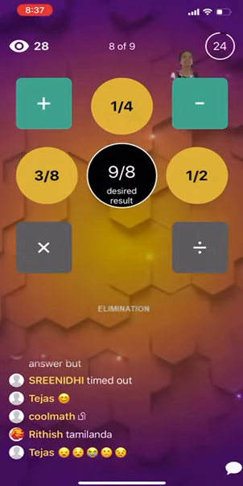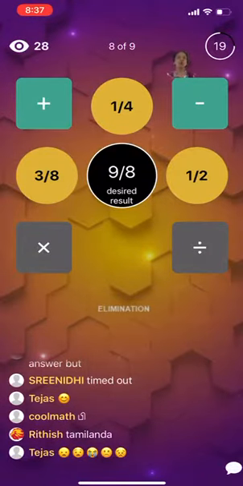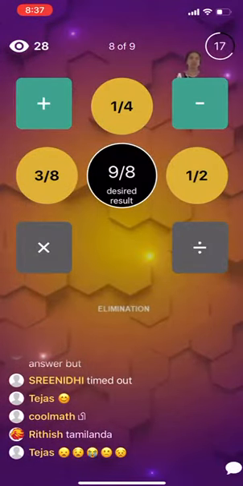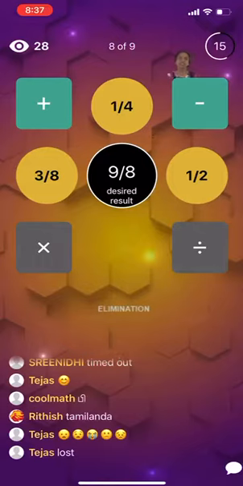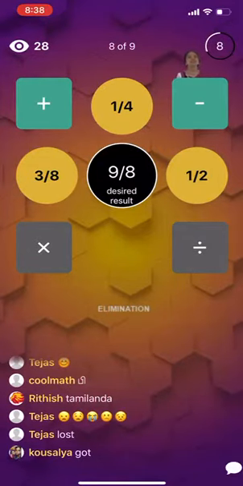Question number 8. Desired result is 9 by 8. Given numbers are 1 by 4, 3 by 8, 1 by 2. And the given operators are plus and minus. And the number of possible solutions is 12. So you have 12 possible solutions and you have a 9 by 8.